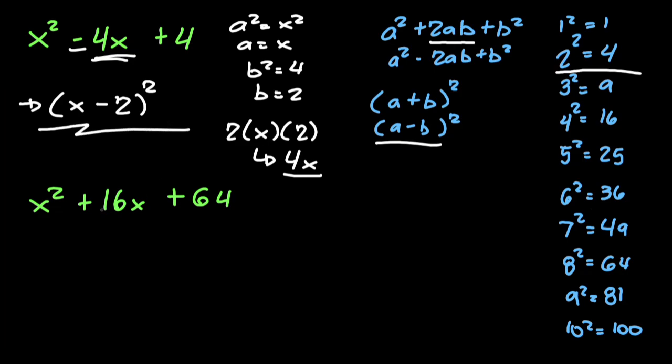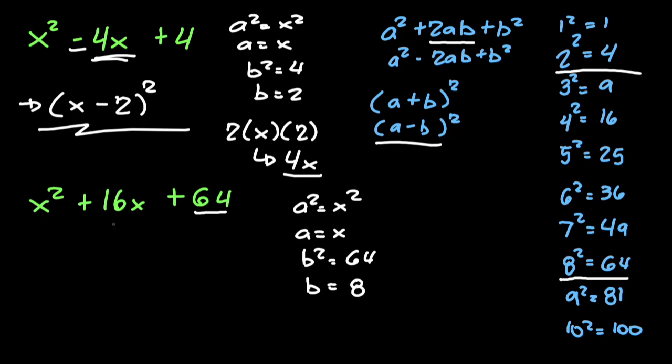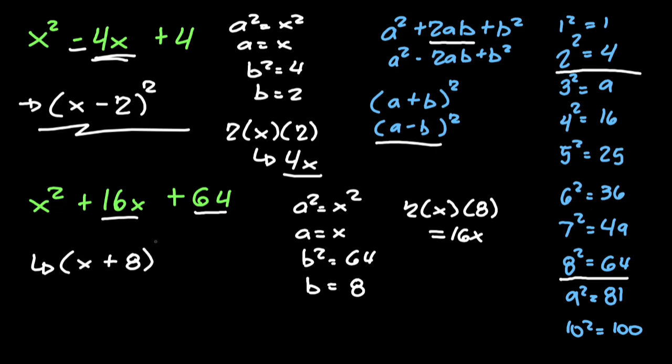For this, x squared plus 16x plus 64. 64 here is a perfect square because it is 8 times 8, or 8 squared. So a squared here is x squared, so a would be x, b squared here would be 64, and so b here would be 8. Must confirm whether it is 16x, so 2 multiplied by x multiplied by 8, which is 16x. So the final answer would be x plus 8 squared.